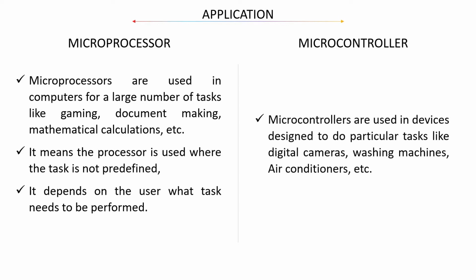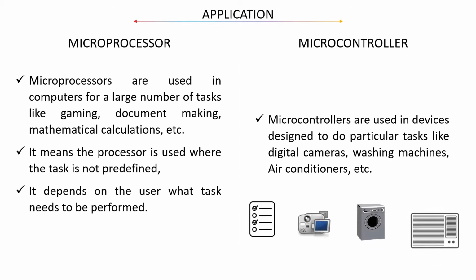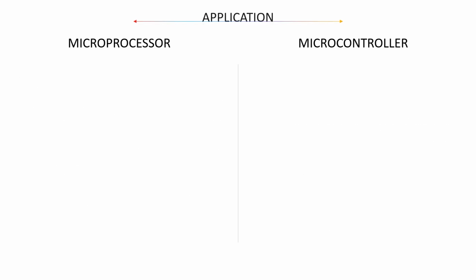Microcontrollers are used in devices designed to do particular tasks like digital cameras, washing machines, air conditioners, etc. Now let's discuss the difference in terms of internal structure.